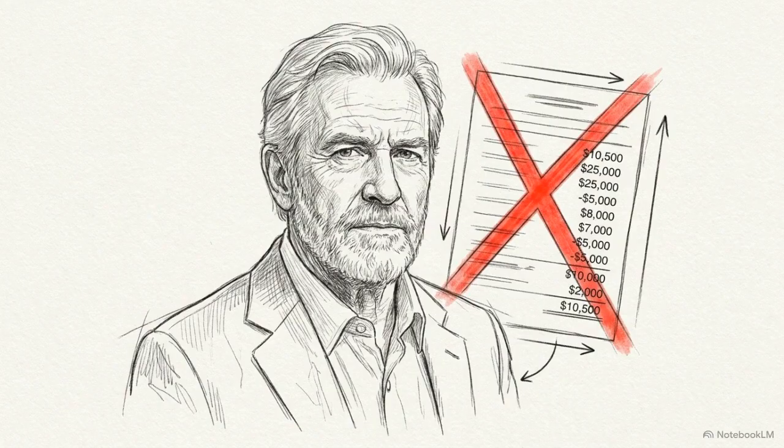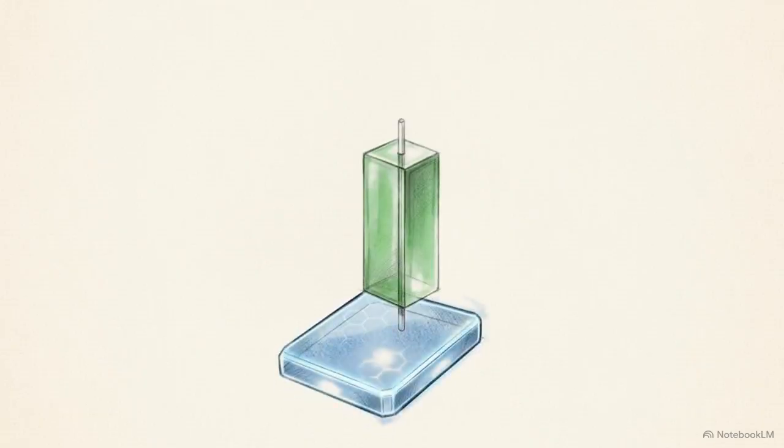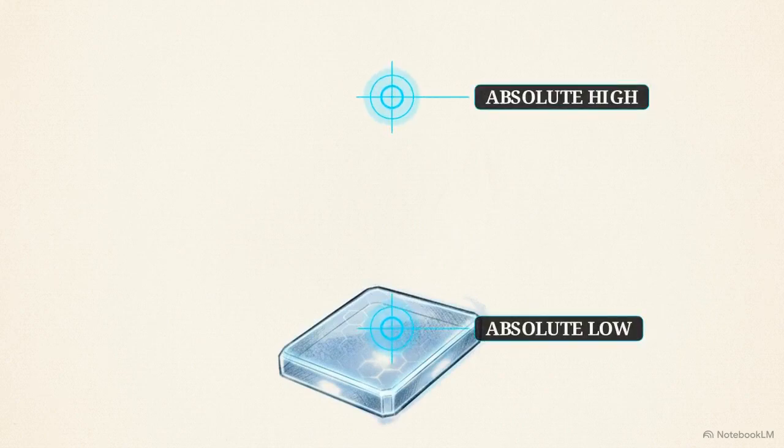Legendary technical analyst Thomas DeMarker engineered a way around this problem by throwing the closing price out the window entirely. He built an oscillator called the DeMarker indicator. Instead of looking at where a candle closes, the DeMarker focuses strictly on the extreme edges of the action, the absolute highest and lowest prices reached during a specific period.